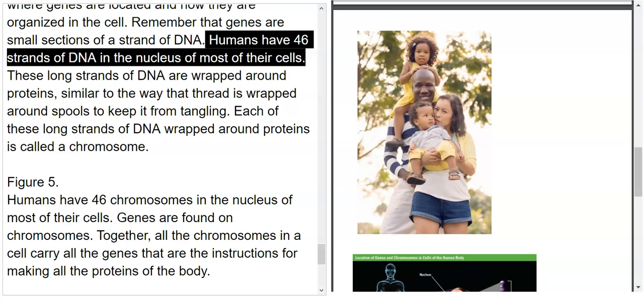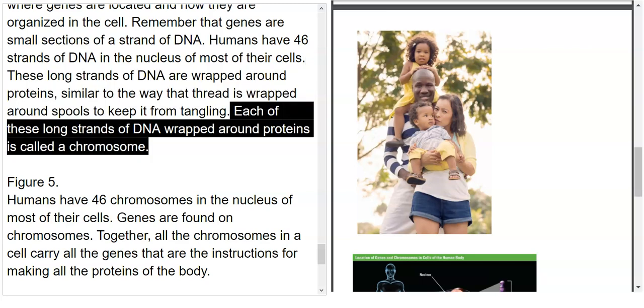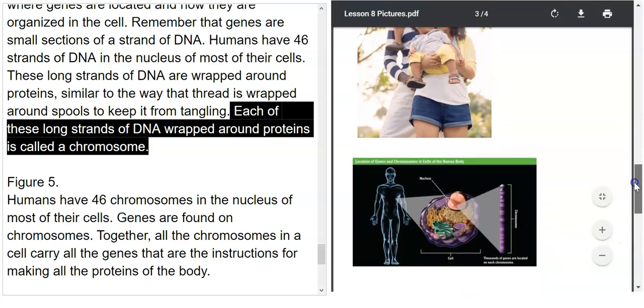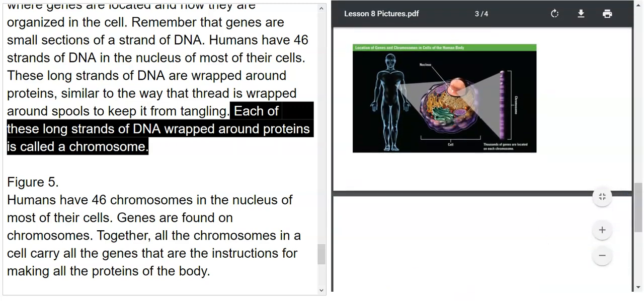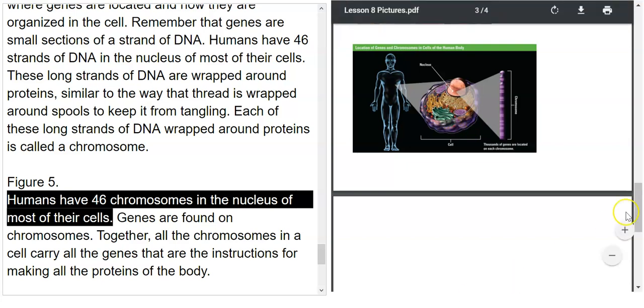Humans have 46 strands of DNA in the nucleus of most of their cells. These long strands of DNA are wrapped around proteins, similar to the way that thread is wrapped around spools to keep it from tangling. Each of those long strands of DNA wrapped around proteins is called a chromosome. Figure 5. Humans have 46 chromosomes in the nucleus of their cell.